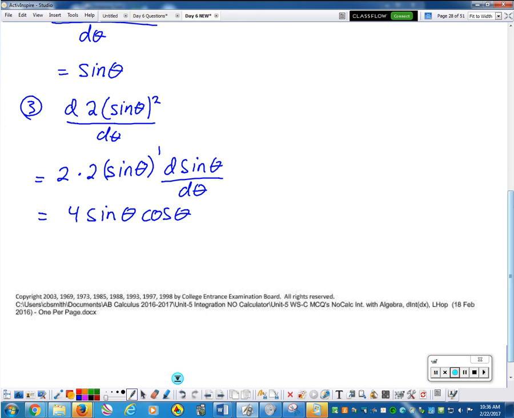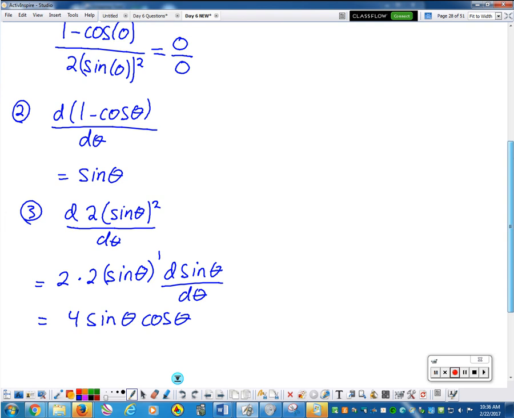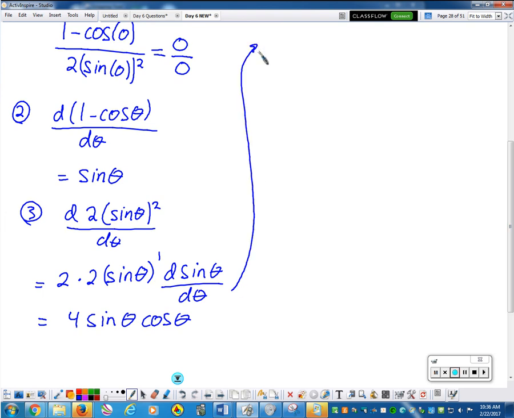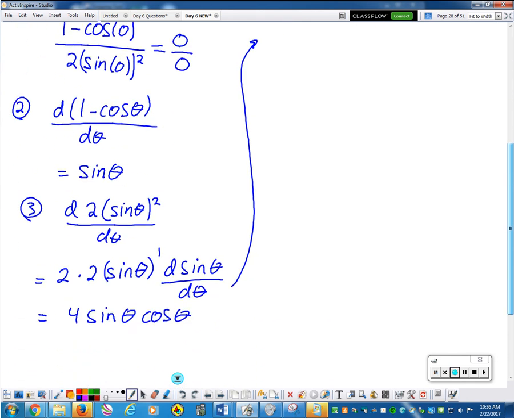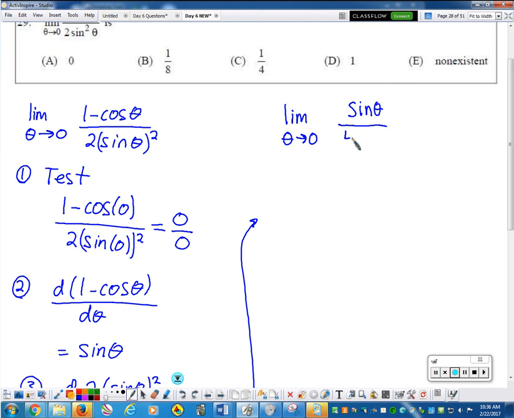Step 4, we create a new limit problem. Come back up here. The new limit problem is the limit as theta approaches 0 of the sine of theta divided by 4 sine theta cosine theta. Something nice just happened. What can you do with that? The sine of theta can divide to make 1. So you get another limit problem that looks like this. 1 divided by 4 cosine theta.